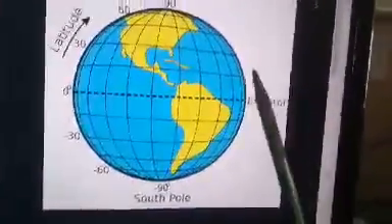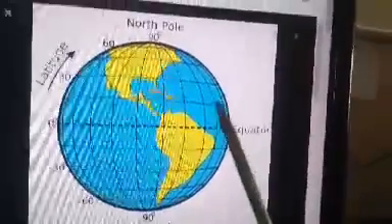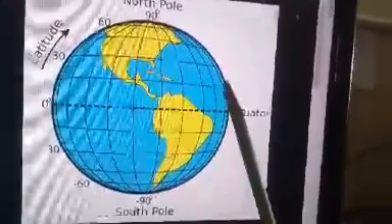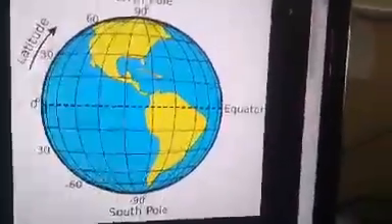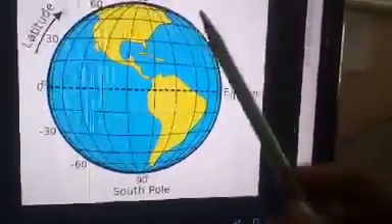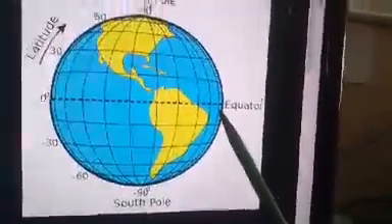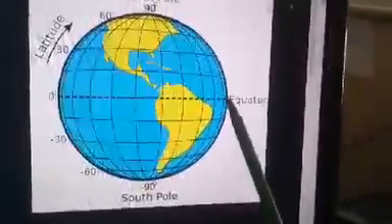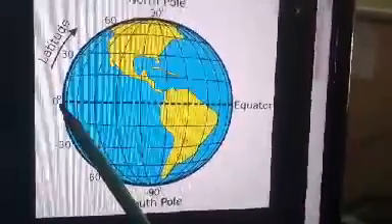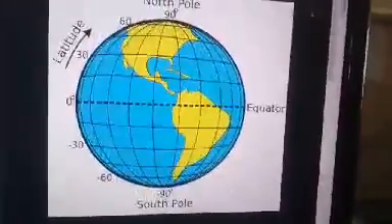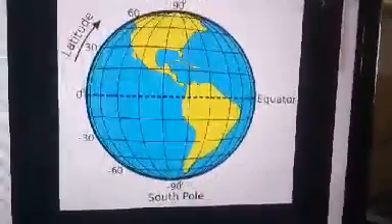Okay, first of all, we must know the other name of longitudes. Longitudes are also called meridians. So Greenwich meridian, that's the 0 degree longitude. Just opposite to that, the 180 degree meridian is called anti-meridian. What is it called? Anti-meridian.